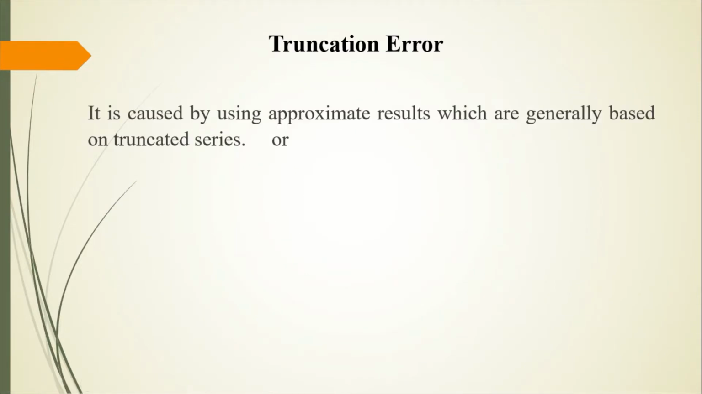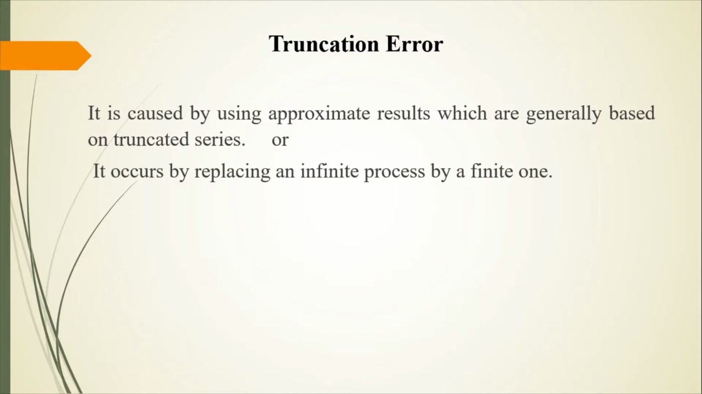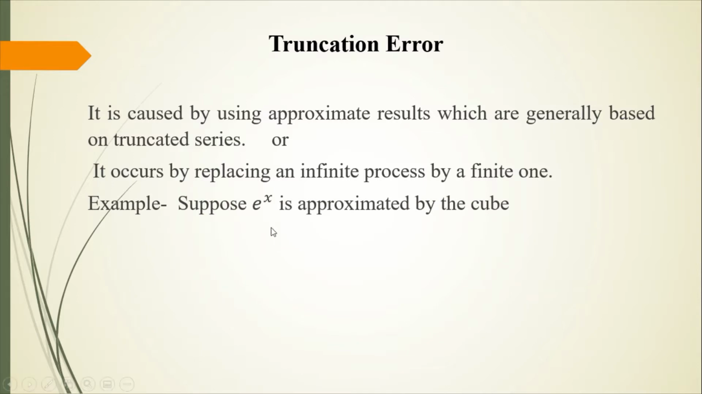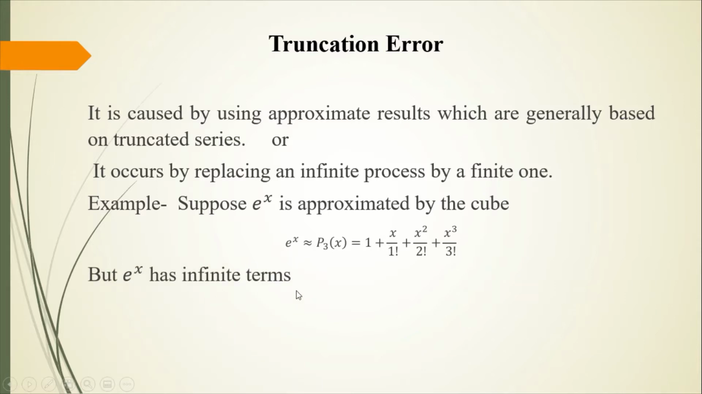Truncation error. Truncate means to shorten or cut something. Thus, truncation error is caused by using approximate results, which are generally based on truncated series, or we can say it occurs by replacing an infinite process by a finite one. For example, here e to the power x is approximated by the cubic term. Here is the truncated series, but we know that e to the power x has infinite terms and it is given by this. The error occurring due to the truncation of this series is called truncation error.